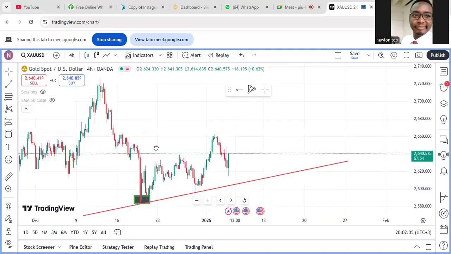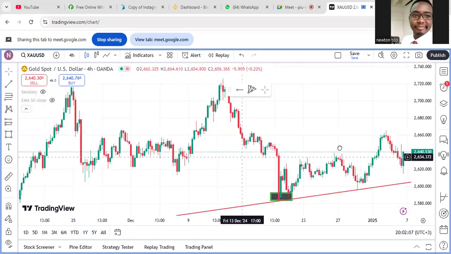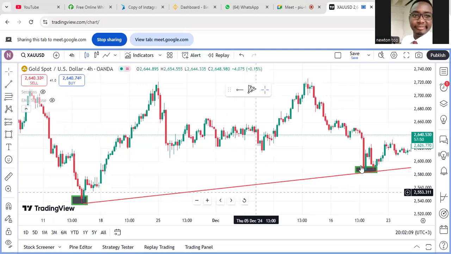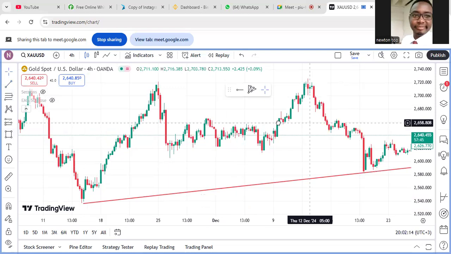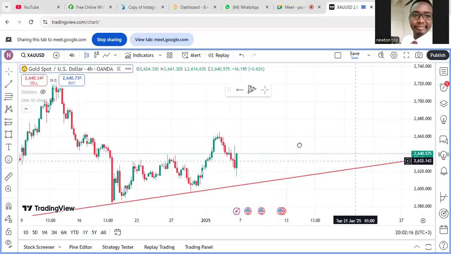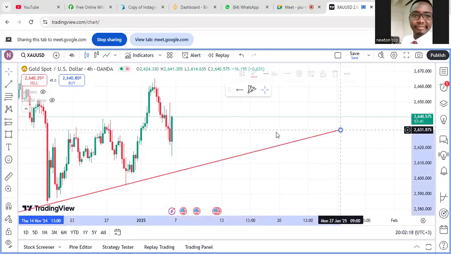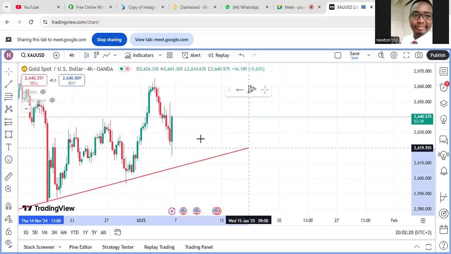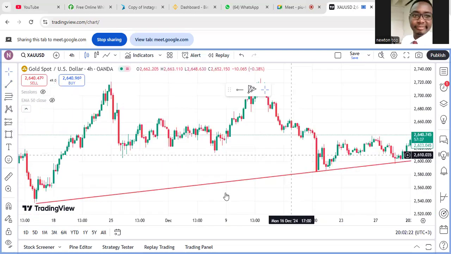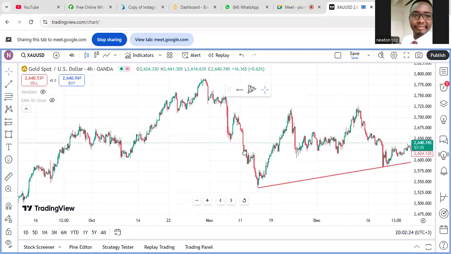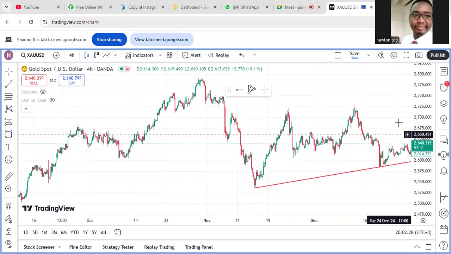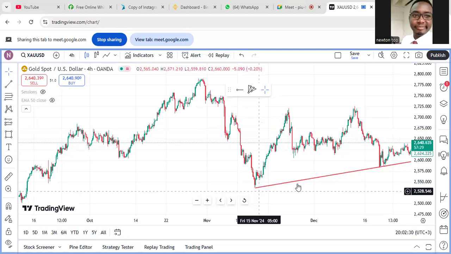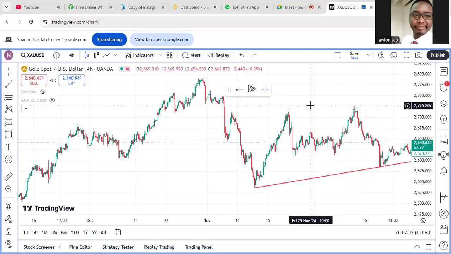So back before, we had something like this. Let me remove this one so that I don't confuse you guys. Previously, the market was like this. Here we had our first touch, then our second touch, then the market went up. So you drew it, and you are just waiting for this market.